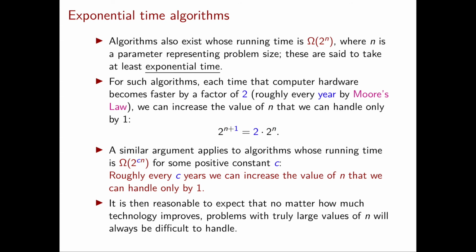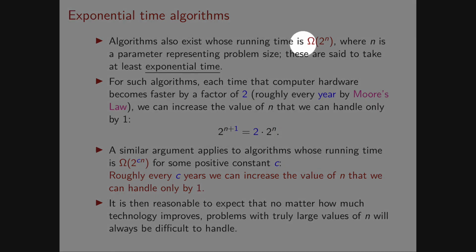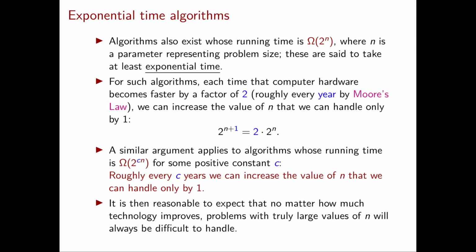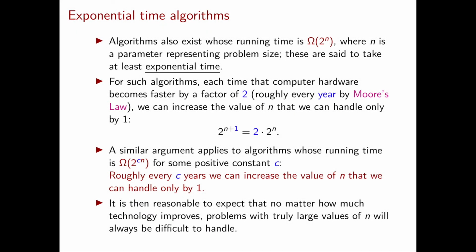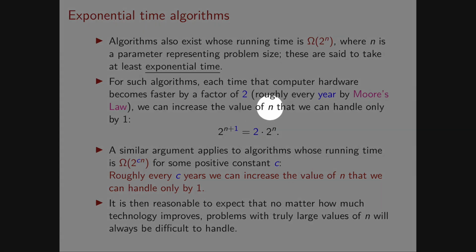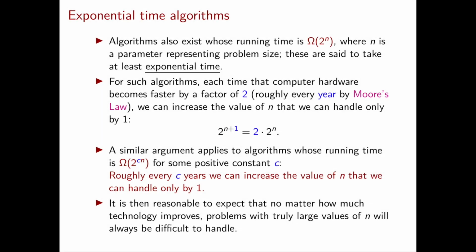These are algorithms that have running time omega of 2 to the n, where again n represents the problem size. So these are the algorithms that we consider bad. And in order to understand that, let me figure out how long we need to wait to increase only by 1 the value of n of the problems that we can solve with a specific algorithm that is exponential time.